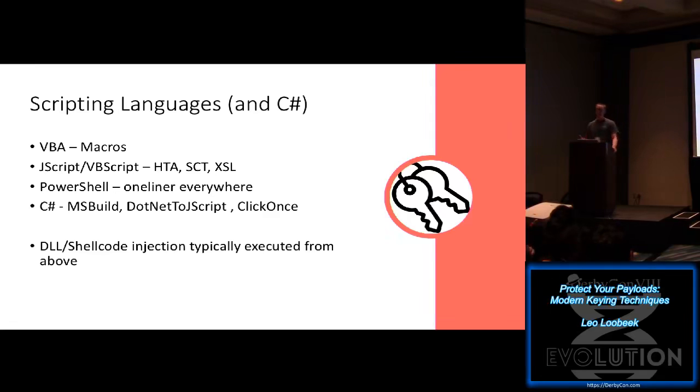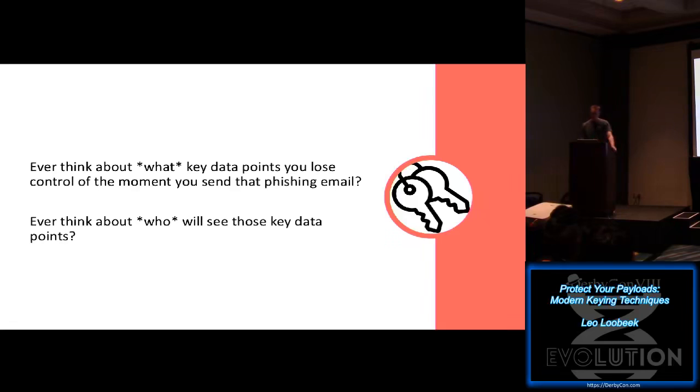But eventually we want to get into memory, right? So that would be where we maybe use those first four bullet items and then try to inject a DLL or shellcode so we can start doing some interesting things. One thing I've been thinking about lately, and something I always think about when I send that first phishing email, is what key data points am I really losing the moment I send it, and who's going to see those key data points?